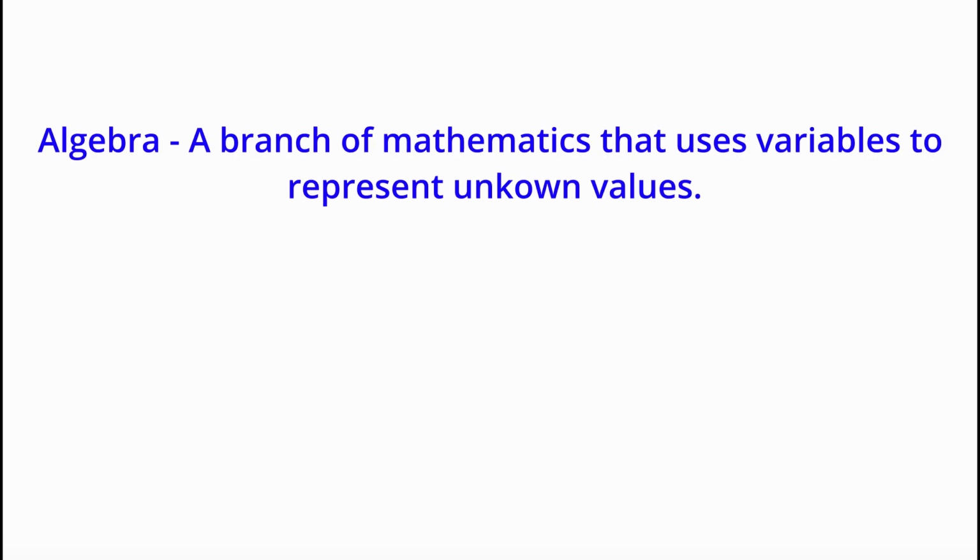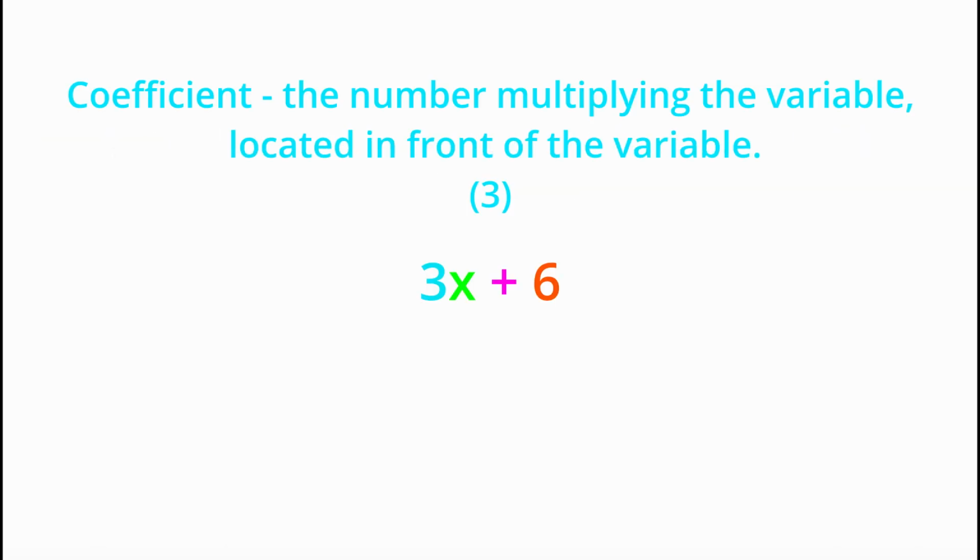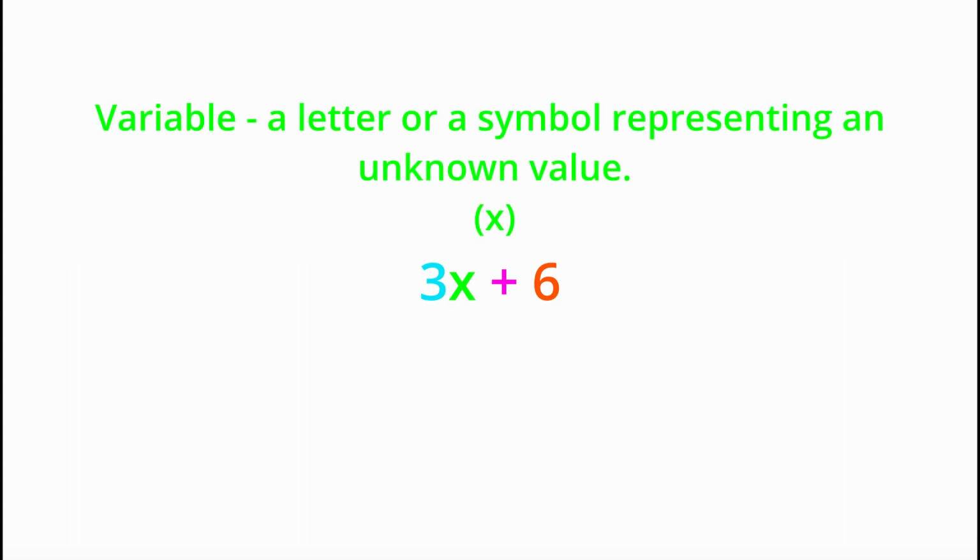What did we learn about today? Well, we learned about algebra. Algebra is the use of variables in math to represent unknown values. Think of it as a placeholder. Another definition would be coefficient. Coefficient is the number multiplying the variable, and it's located in front of the variable. Then we have the variable. That is the letter, or it could be a symbol representing an unknown value.